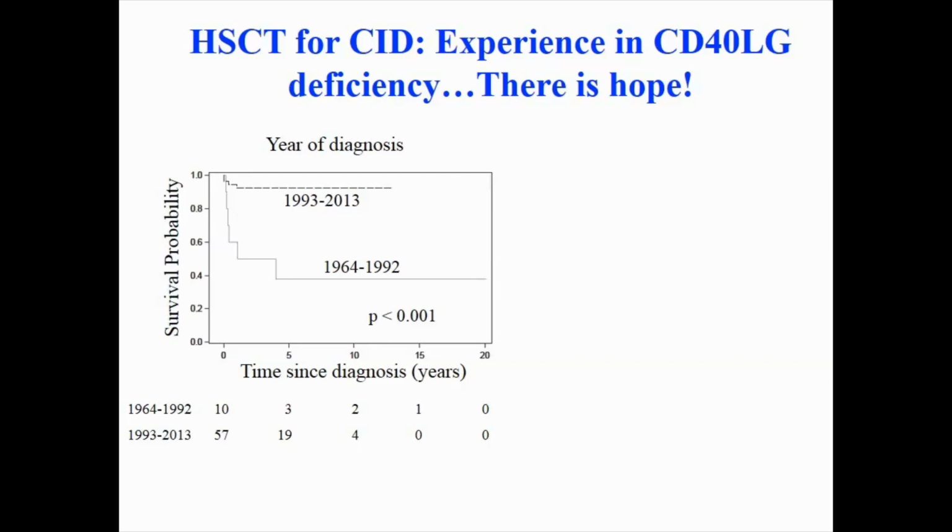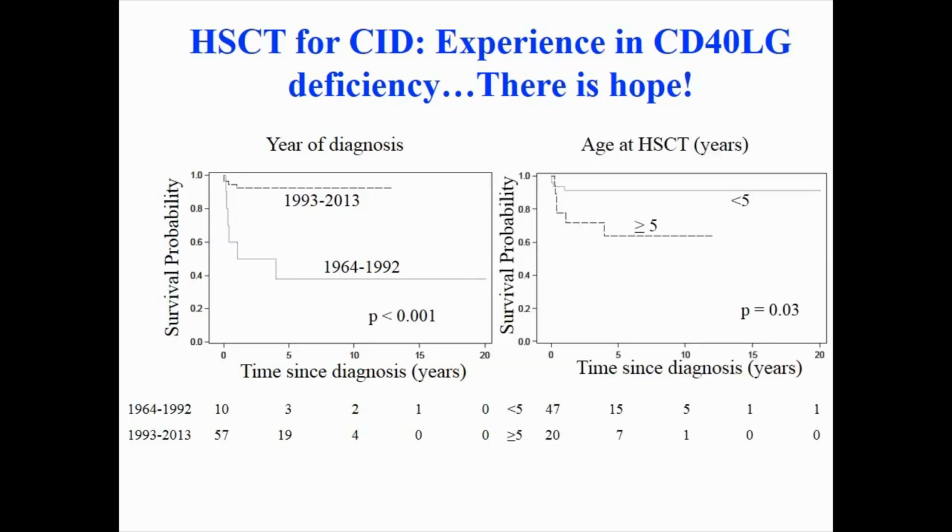And also, transplanting these patients earlier, before they develop organ damage, makes a big difference. These are the patients that have been transplanted at age 5 or higher, and these are patients that have been transplanted younger than 5 years. Again, a significant difference in terms of survival.